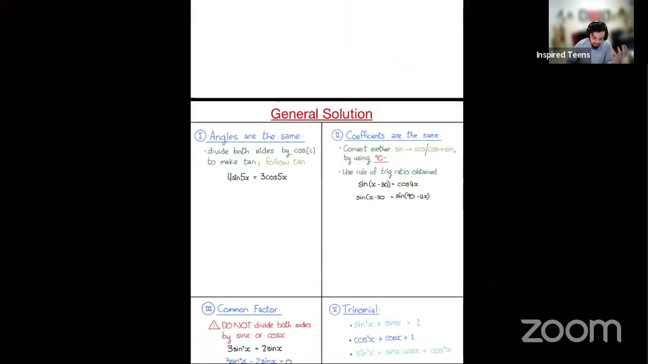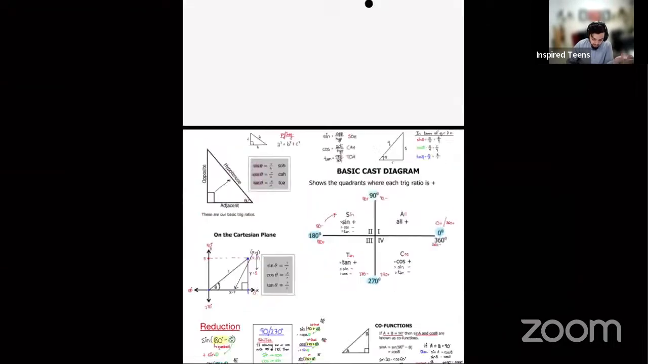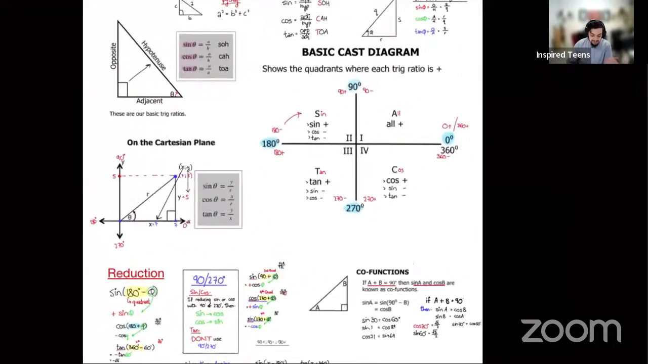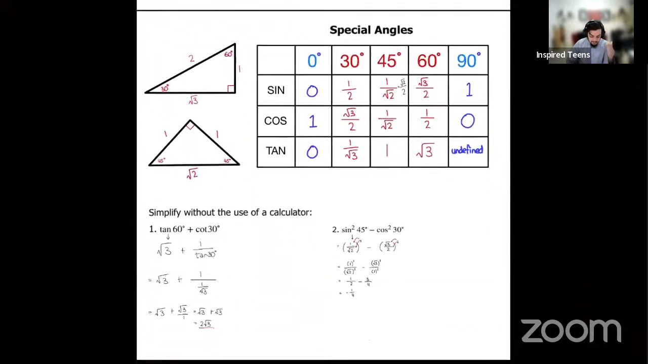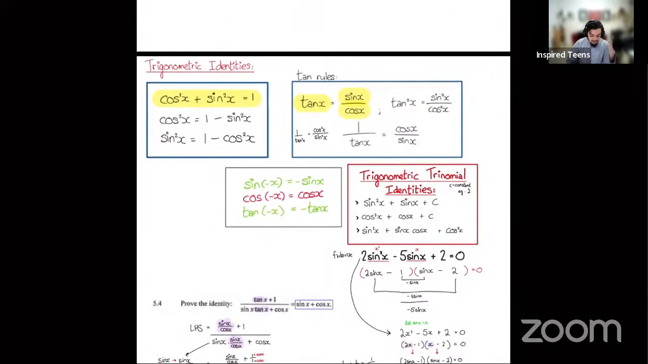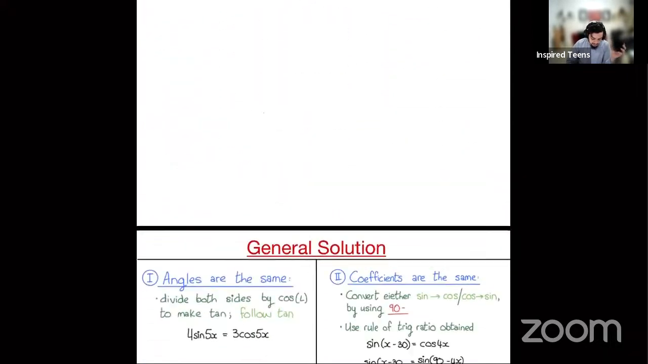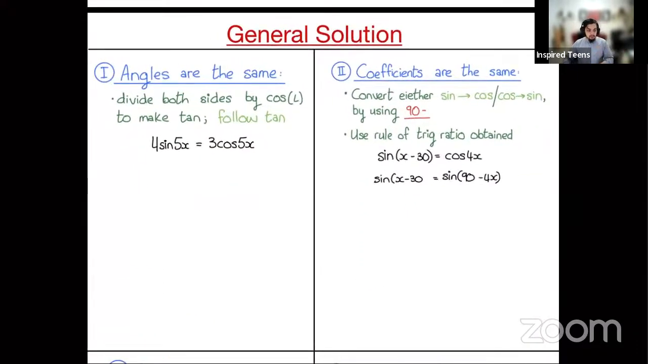So we did trigonometry, right? We started with the basics and moved our way through. We did reduction, special angles, Cartesian plane questions, and trigonometric identities. That's a tough one, and we solved some questions there. And now finally, we need to complete general solutions and trigonometric functions or trigonometric graphs.